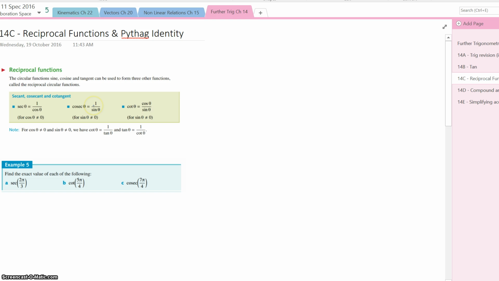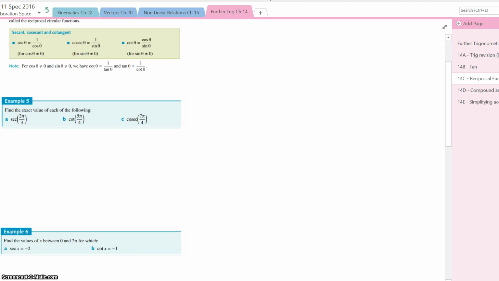I think I've mentioned this to you before. And 1 on cos theta is actually going to be called secant or sec theta. Okay, and so we're going to play around with these kinds of rules in trying to work out both angles and also equations as well. So I'll just jump straight to it with these examples.